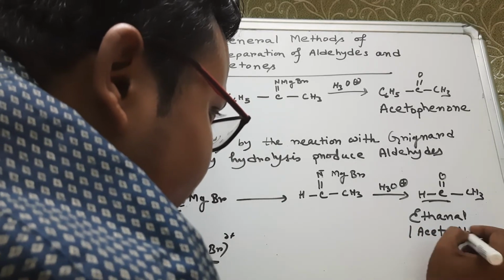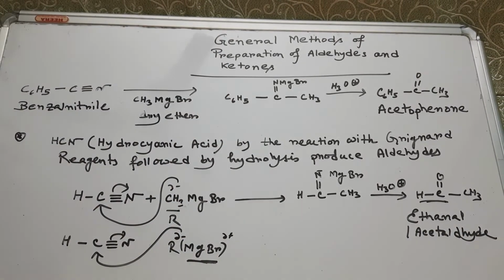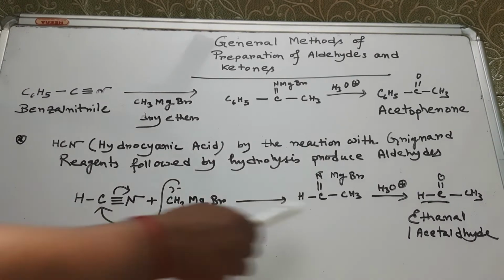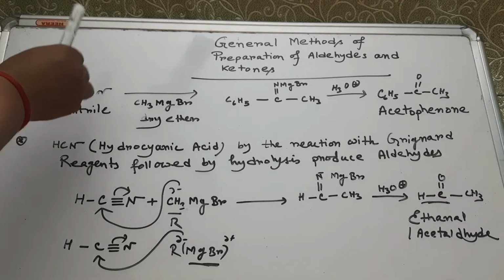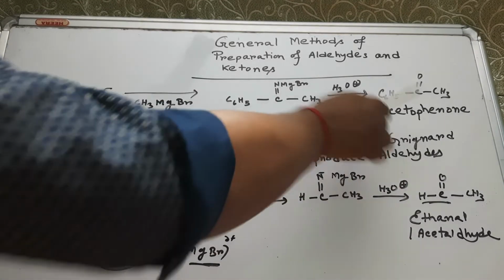That means if you start the reaction from HCN, you will get aldehyde. If you start the reaction with alkyl nitrile or aryl nitrile, you will get ketone. Okay.